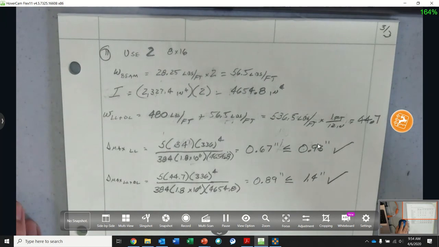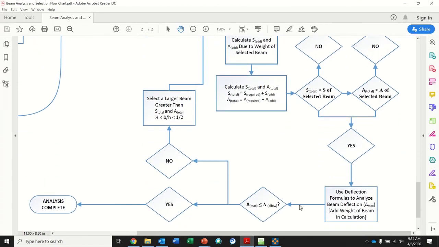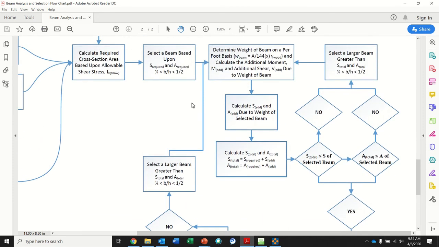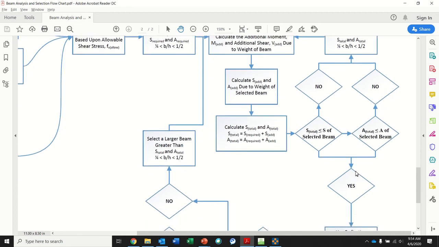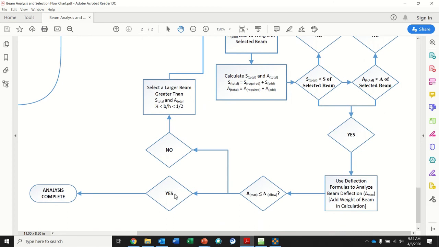Going back to here, I didn't meet it at first. So I selected a larger beam. I doubled the weight of my beam. I checked my S add and A add. I checked my S total and my A total. I still met that. So my deflection now is okay, yes. Now my deflection meets, so now my analysis is complete.